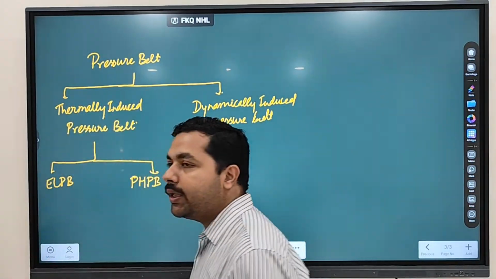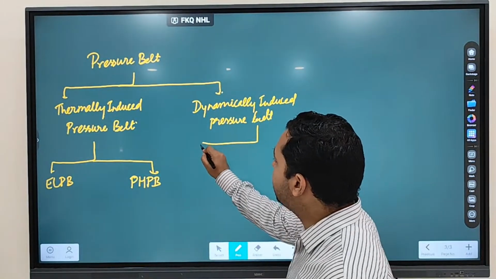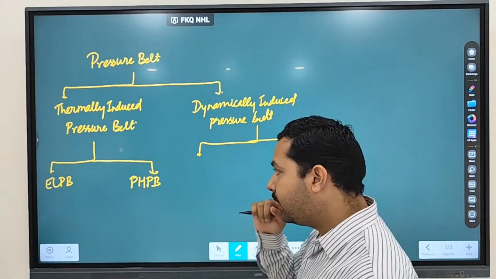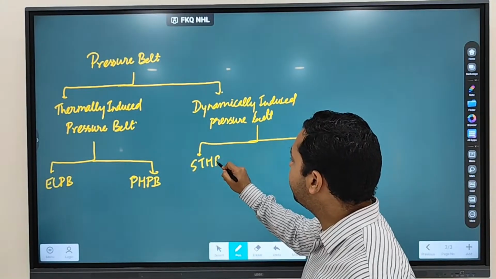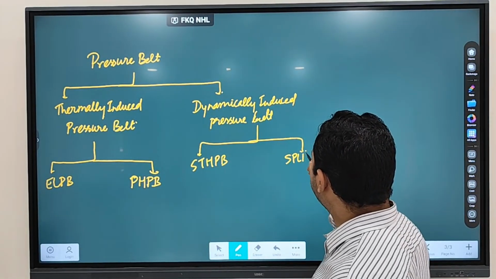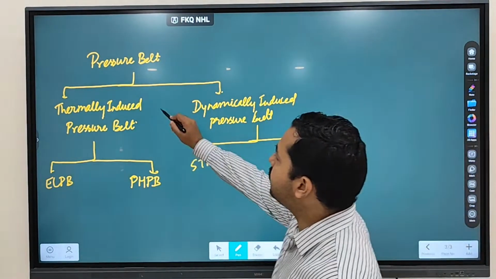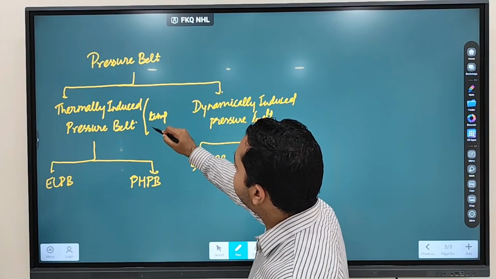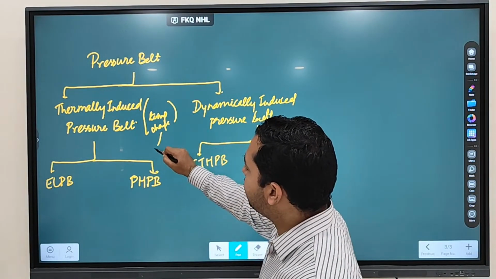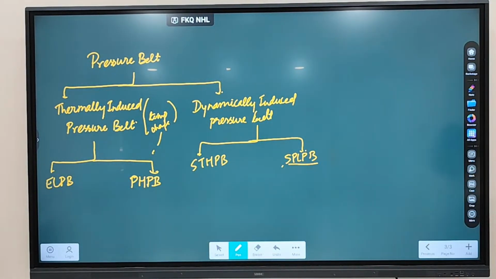These are referred to as thermally induced pressure belts, while the other 2 pressure belts are referred to as dynamically induced pressure belts, which are your subtropical high pressure belt and subpolar low pressure belt. Thermally means what? Because of temperature change. So equatorial low pressure belt and polar high pressure belt are generated due to temperature difference, while the other two are generated due to dynamic reasons.